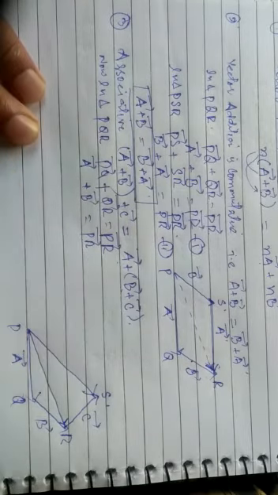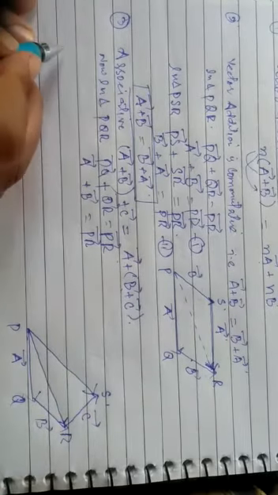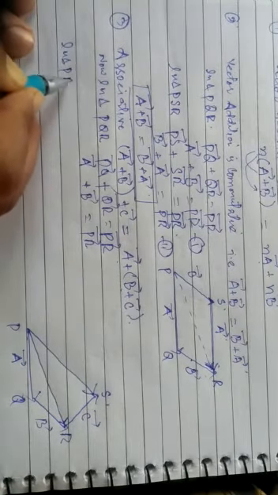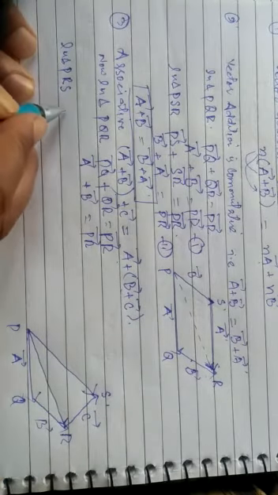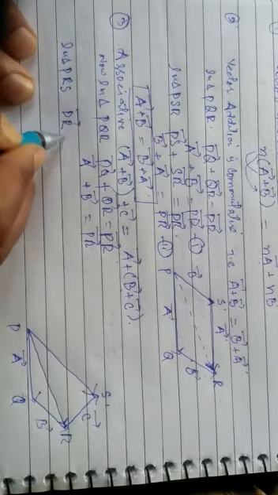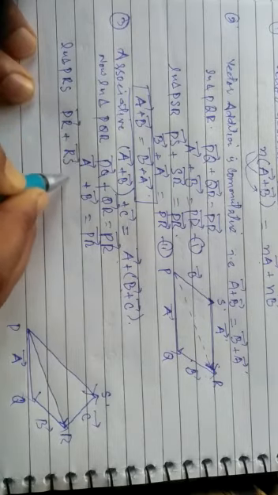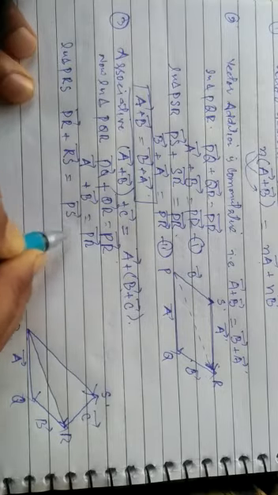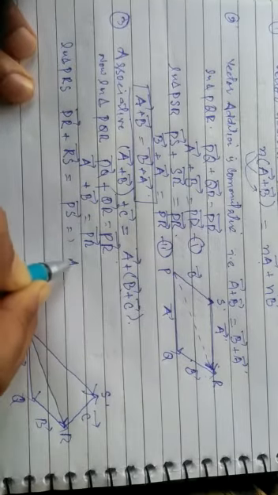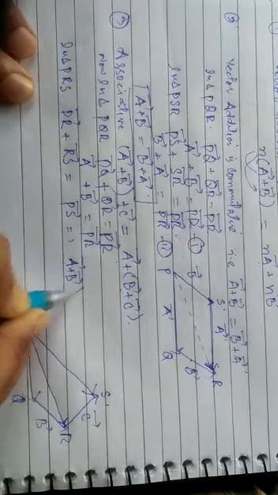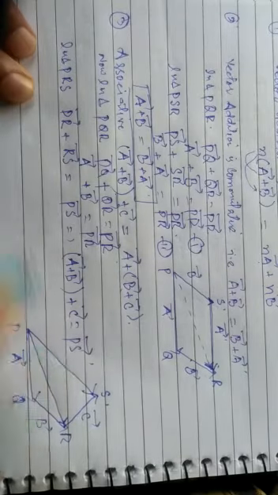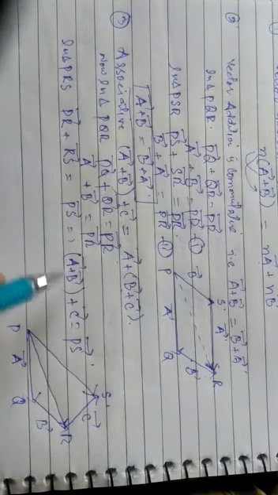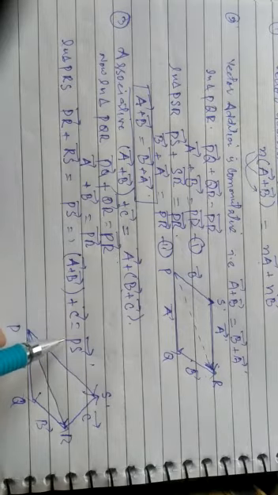Now in triangle PRS, what do we have? PR vector plus RS vector, which is simply equal to PS vector. How much is PR? That is vector A plus vector B. Plus vector C is equal to simply PS vector. So vector A plus vector B, plus vector C, is equal to PS vector.